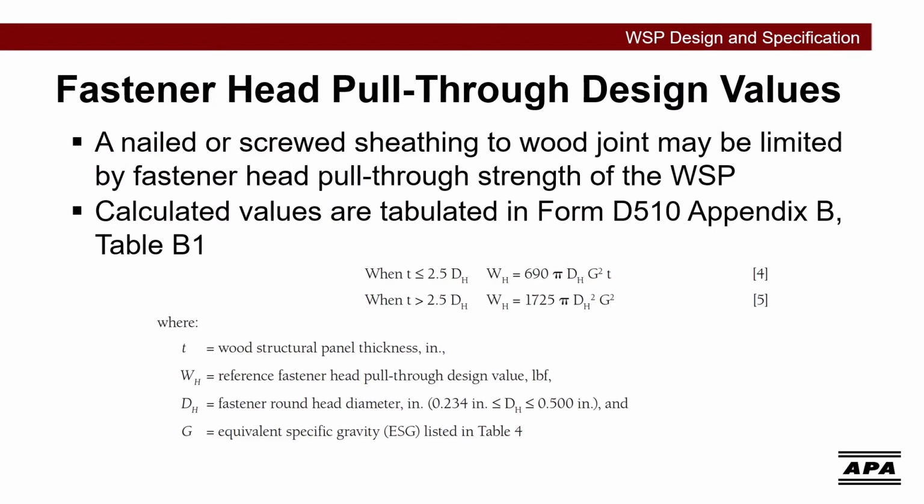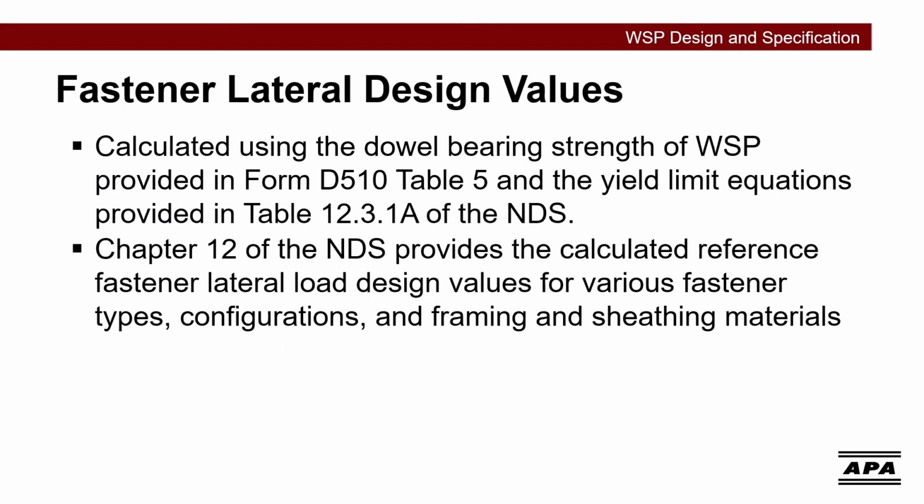Calculated reference fastener head pull-through design values are tabulated in Appendix B, Table B1 for ease of reference. Reference lateral design values for dowel-type fasteners installed on structural panels shall be calculated using the dowel bearing strength of wood structural panels provided in Form D510, Table 5, and the yield limit equations provided in Table 12.3.1A of the NDS. Chapter 12 of the NDS provides calculated reference fastener lateral load design values for many common conditions.